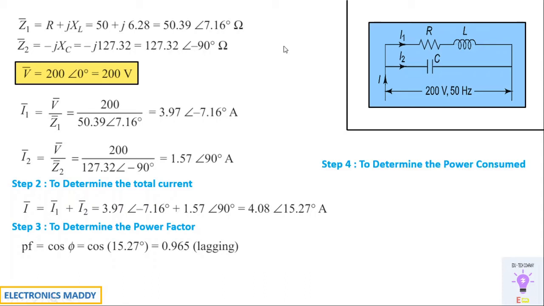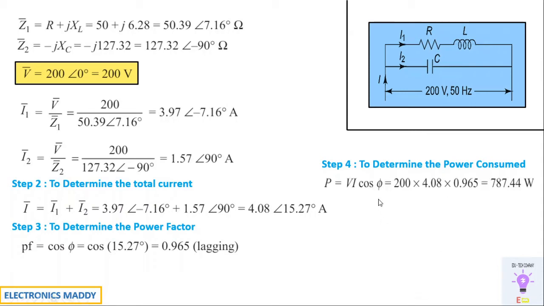Step 4 is to determine the power consumed. In case they ask you to find power consumed or power lost in the circuit, it is always the active power. That is already explained in all my previous videos. Emphasis is given on power consumed. With respect to power loss or power consumed, it is always the resistive component consuming the power. Due to the resistor, the power is consumed.